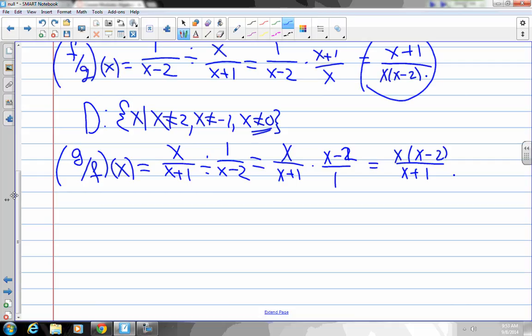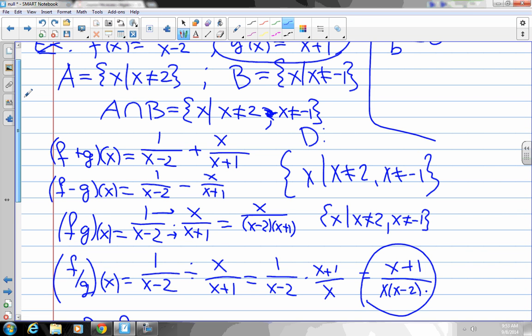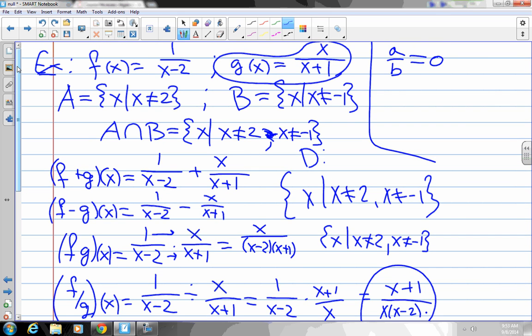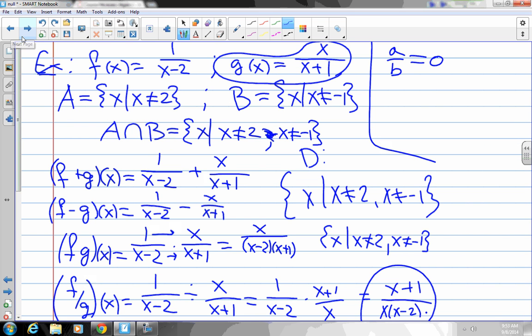So what's the domain here? X cannot equal 2. X cannot equal -1, because that's what we started with, right? That's our starting point. X cannot equal 2, x cannot equal -1. That's always going to be the case. Now, does anything make f equal 0? Because that's the question now, because f is in the denominator. F should not equal 0. So let's look at f. Can f equal 0? Now, why do you say no?